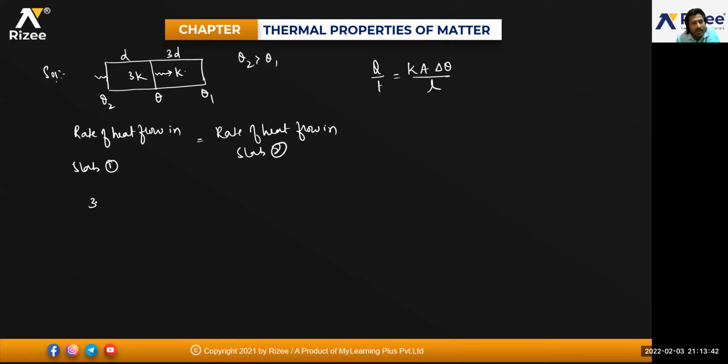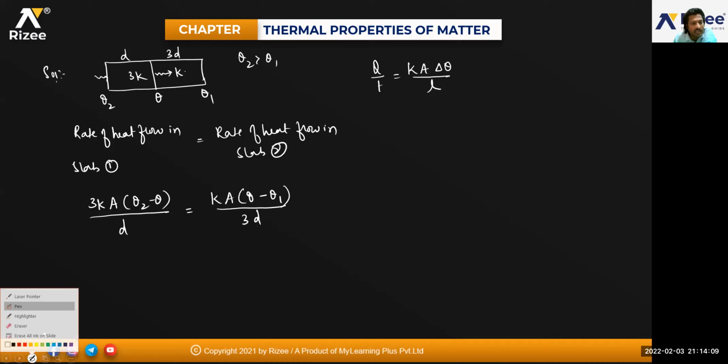So for the first one, thermal conductivity is 3K, area is A, temperature: this is higher, so it is theta 2 minus theta, divided by length D, is equal to thermal conductivity K into area A, into theta minus theta 1. Theta will be the higher temperature because heat flows from higher temperature to lower temperature. So theta minus theta 1, divided by the length 3D.